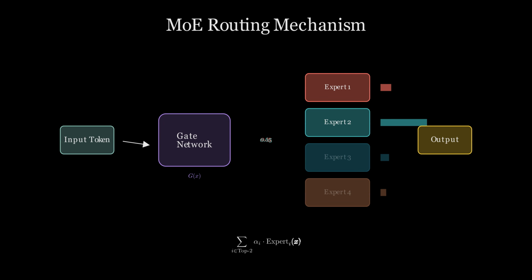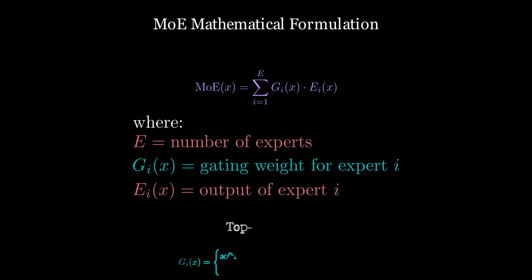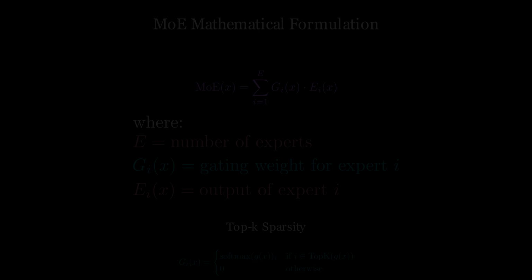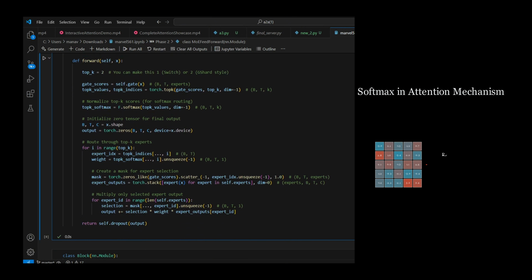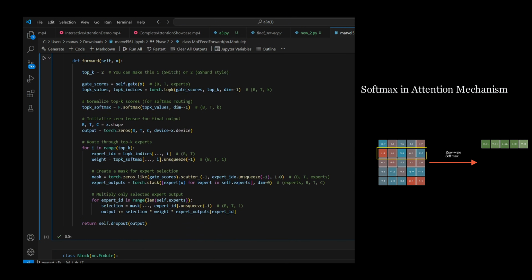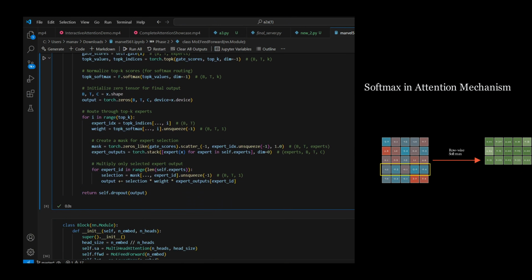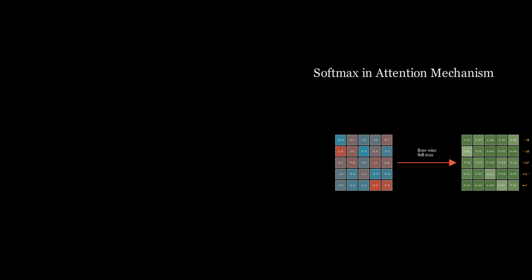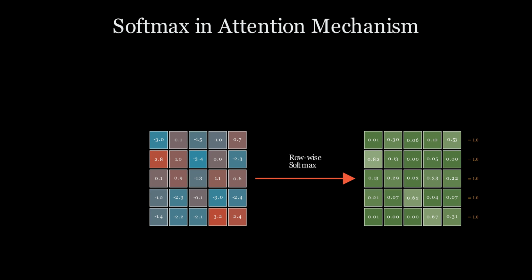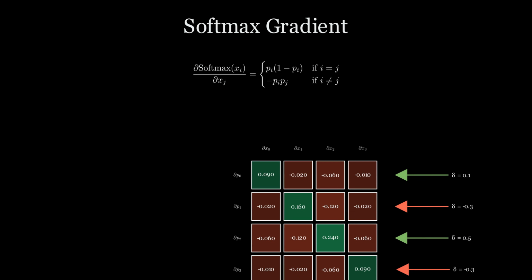First, compute a gate function, which computes a score vector. This vector reflects how relevant each expert is to a given input. We select the top K experts with the highest scores using torch.topk. After this, apply softmax to the top K scores to get weights alpha i, and use them to compute a weighted sum of their outputs. The final output is a weighted sum of the top K expert outputs.